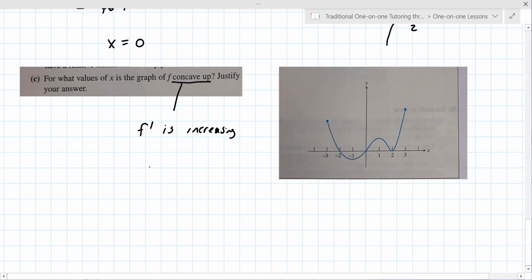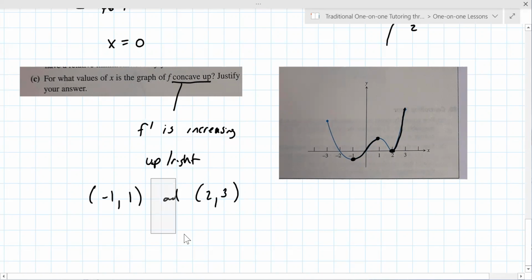And that means it's going up and to the right. So where is this graph going up and to the right? -1 to 1, and then 2 to infinity. Just 3, because it's an open interval. So we would say from -1 to 1, comma, 2 to infinity. It's not completely correct to use a union here, because union is for domains. Okay.